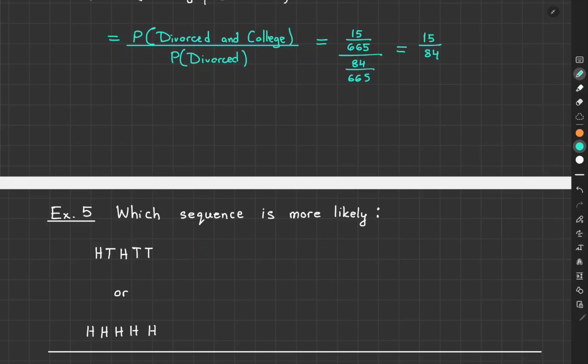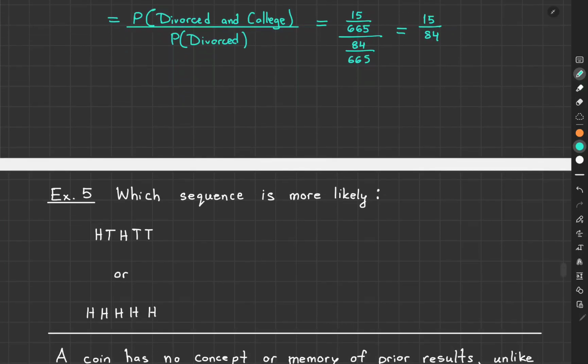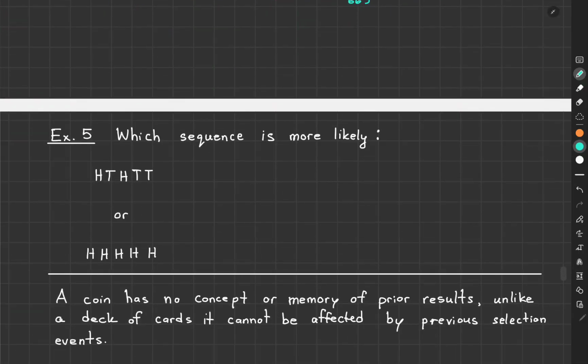But now that we have this concept of dependence and independence, we have to think: is the probability of every successive flip affected by prior flips? Does the coin have some sort of memory or conditioning from the prior events? And the truth is it doesn't. A coin has no concept or memory of prior results. Unlike a deck of cards, it's not affected by previous selection.